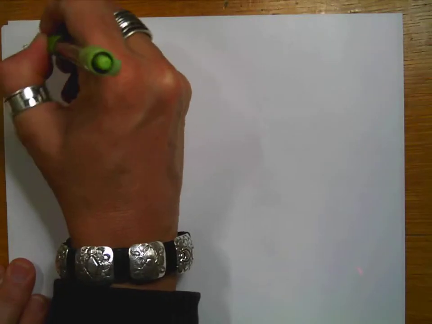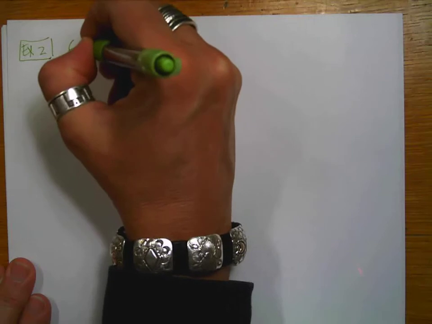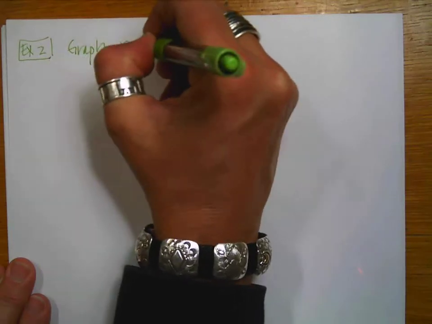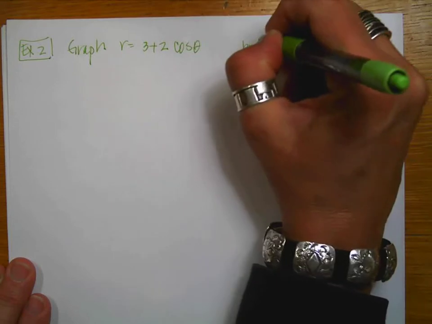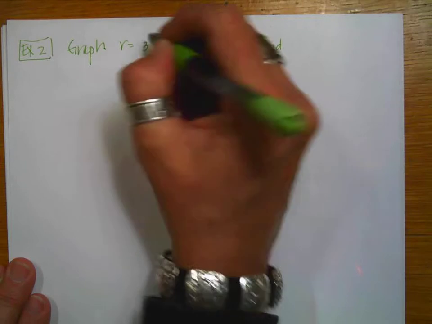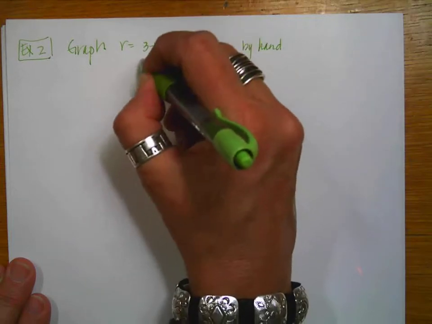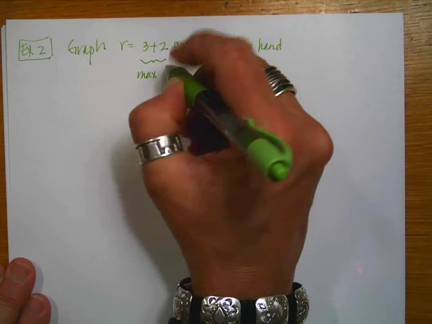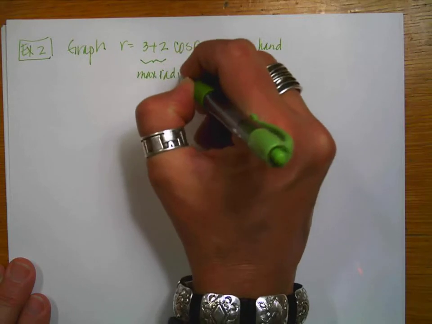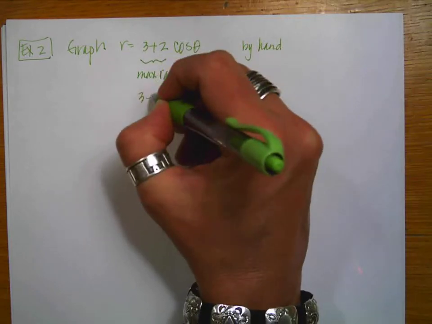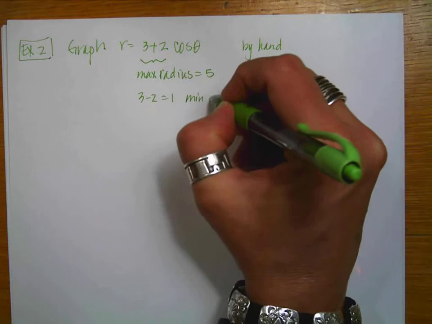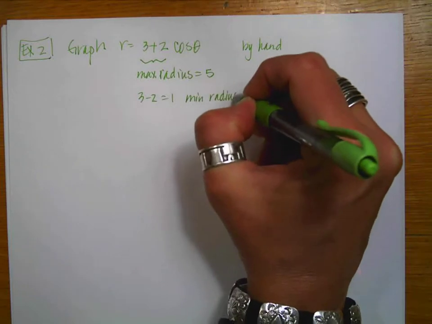Alrighty, so now let's graph another one, just because we can. This will be example number 2, and I'm going to graph r equals 3 plus 2 cosine theta, and again, we're going to do it by hand. If you'll notice, I have a 3 plus 2. These two numbers are going to give me my maximum radius, which is going to be 5. If I subtract 3 minus 2, I get 1, and that's going to be my minimum radius.